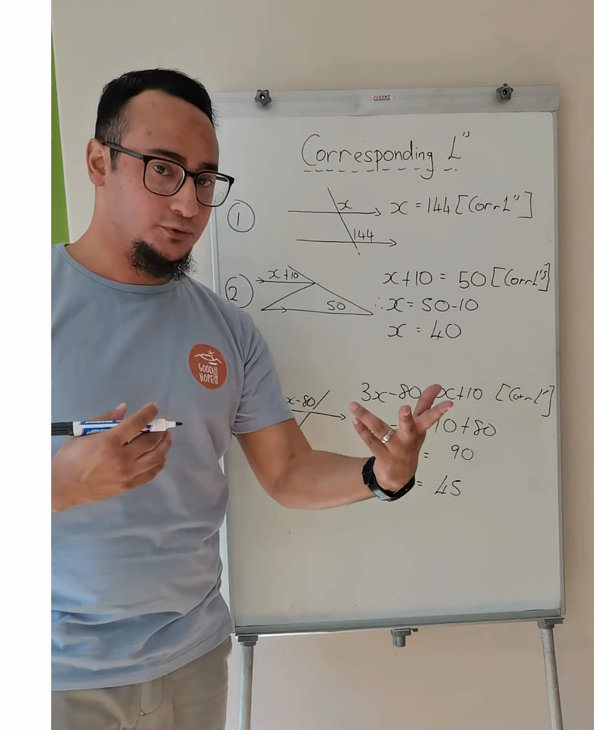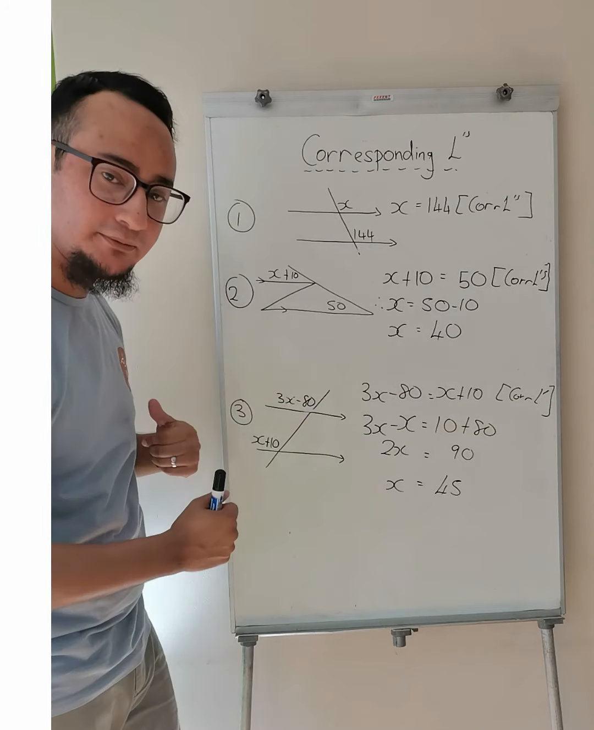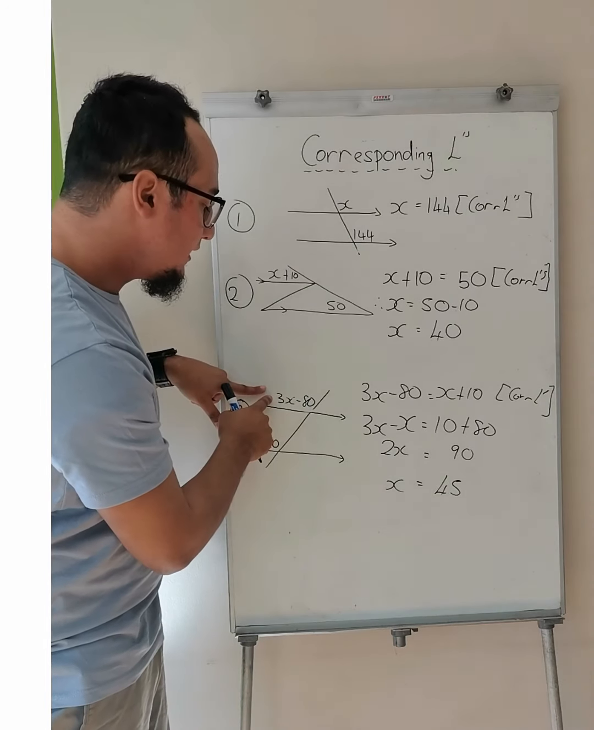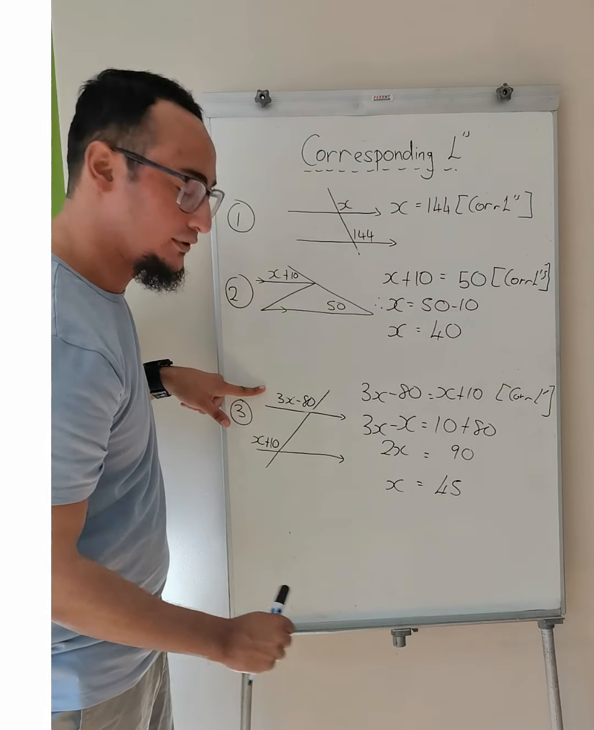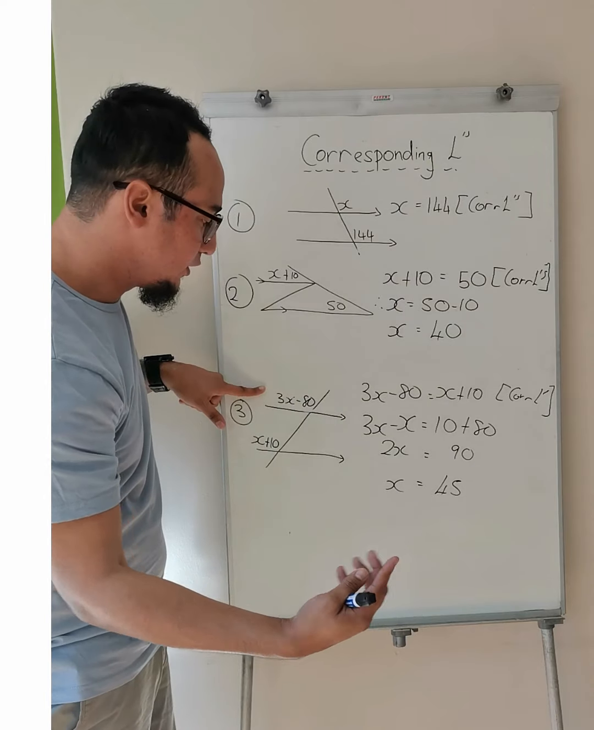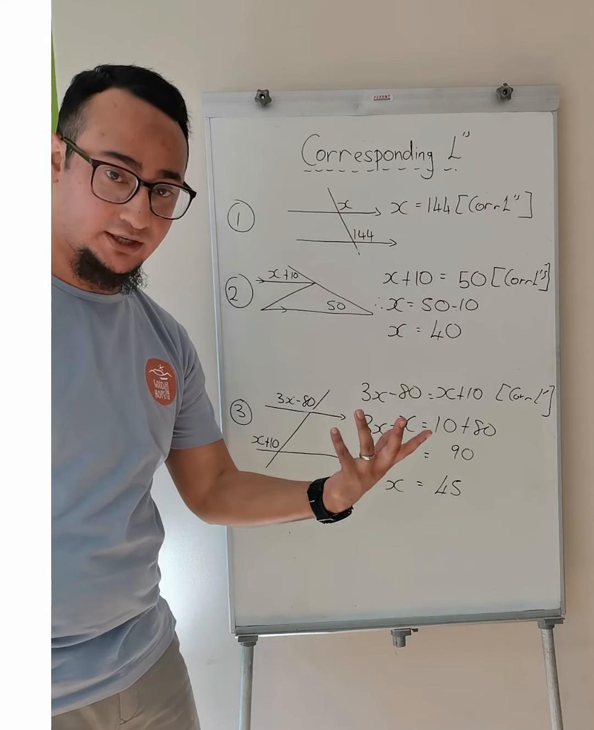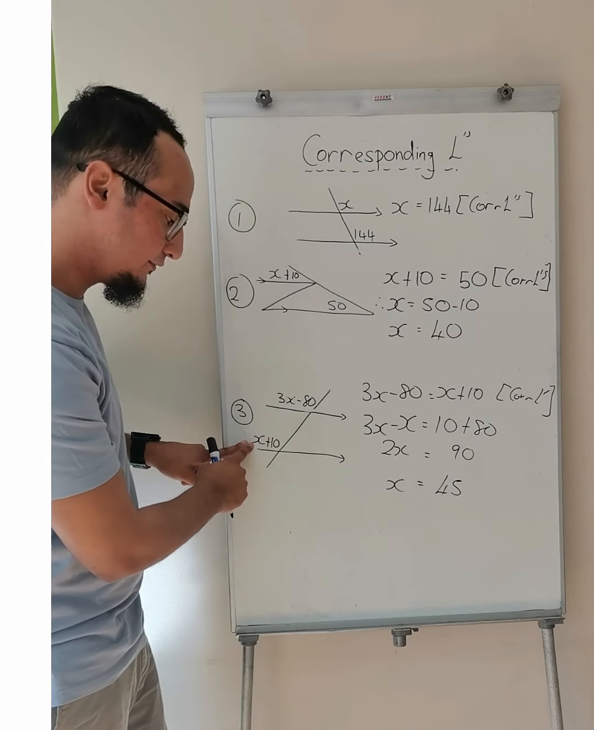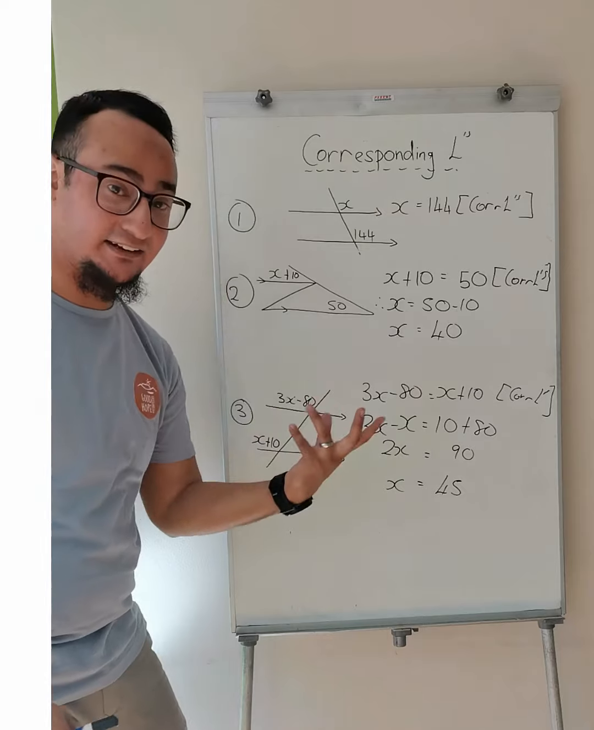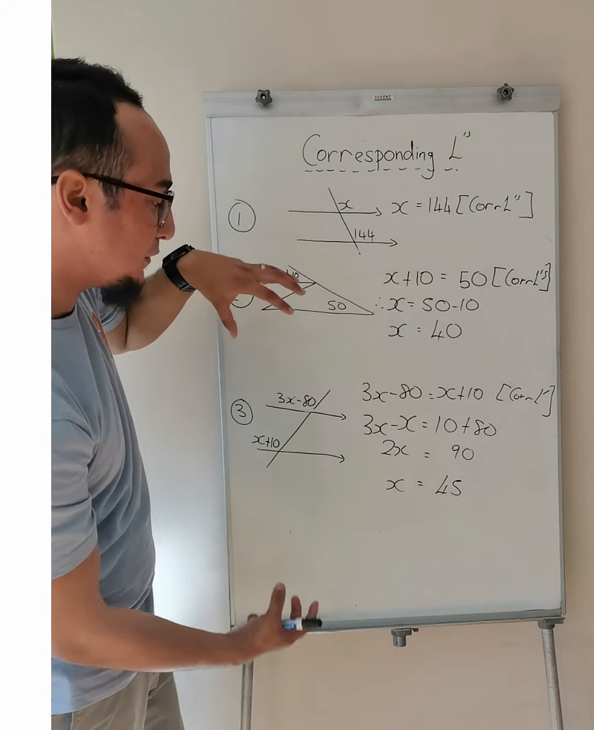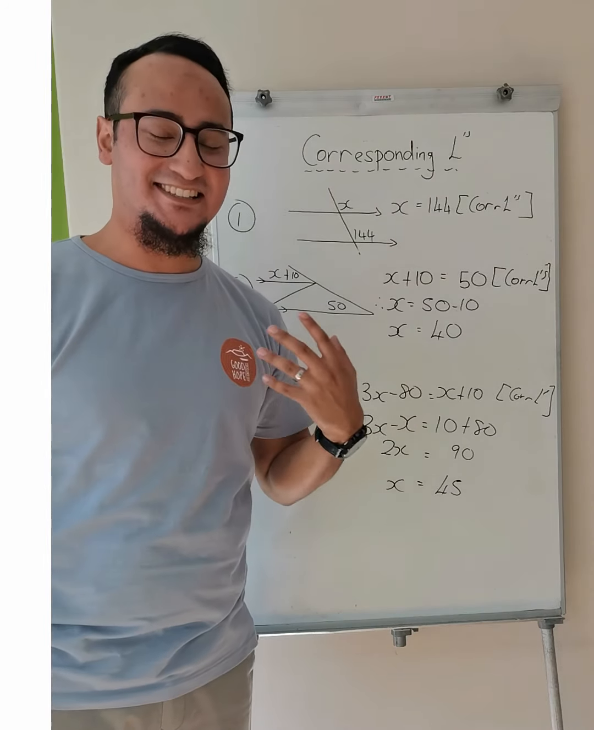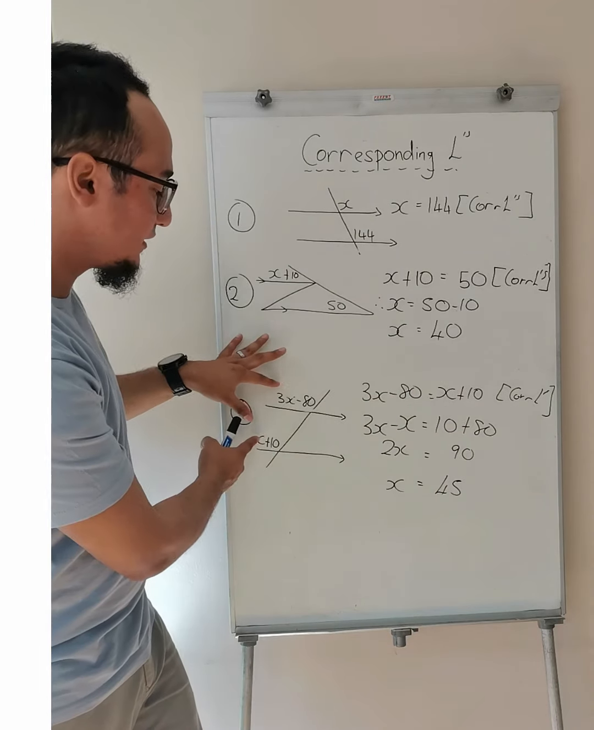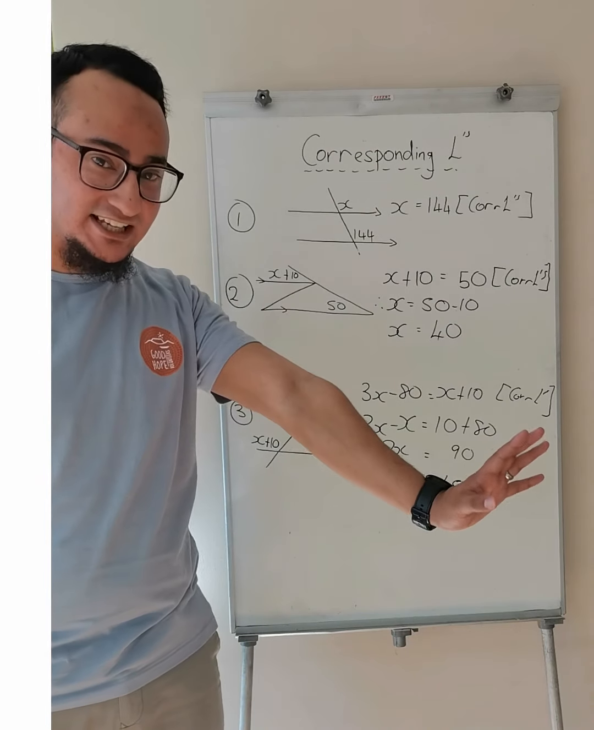Now let me prove to you that the two angles are the same. How do I do that? By taking my value of x and substituting it. 3 times x, which is 45, minus 80 will give me an answer of 55. And if I take 45 plus 10, the answer is again 55. What do you notice? That the two angles, the amount of degrees is exactly the same, i.e. they are corresponding but at different positions. Take a moment to digest that.